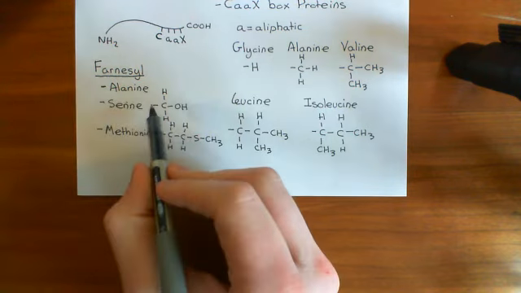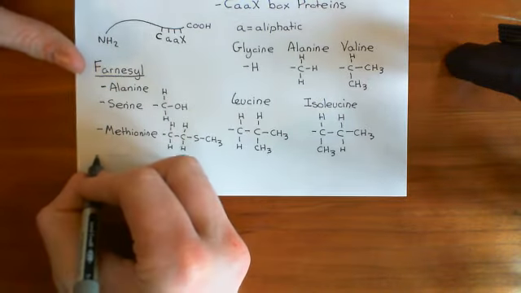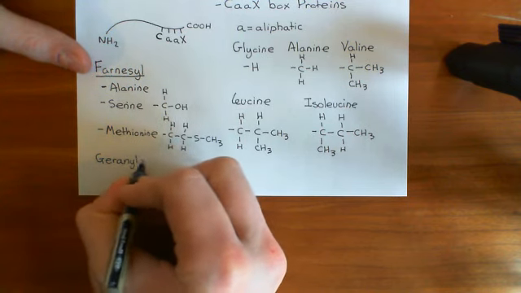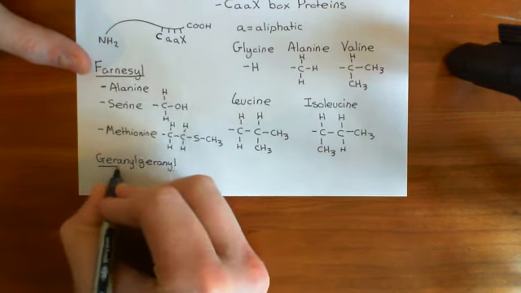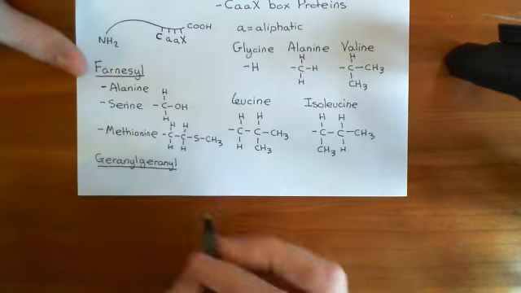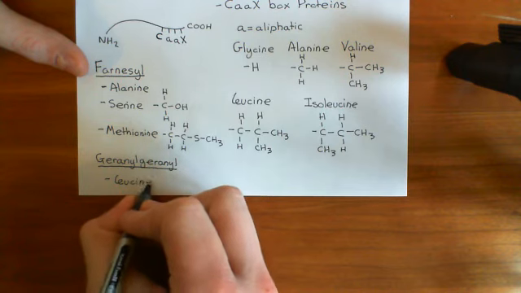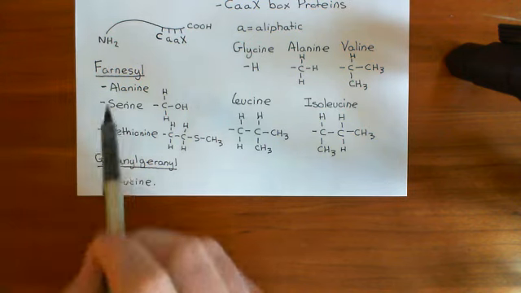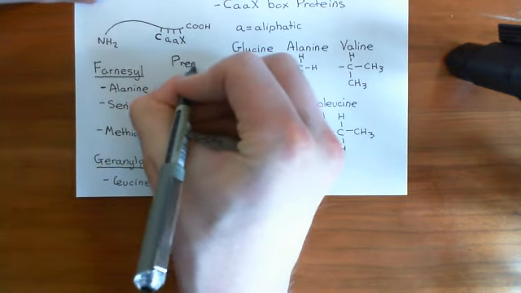So if you have one of these three amino acids in position X, you will then get a farnesyl group added. The other type of prenyl group, again I'll show you the structure of this in a moment, is a geranyl group. Basically, if you want a geranyl group added on to you, you need to have a leucine amino acid at position X. So the amino acid that you put in position X determines which prenyl group you're going to get added on. So both farnesyl and geranyl are examples of prenyl groups.